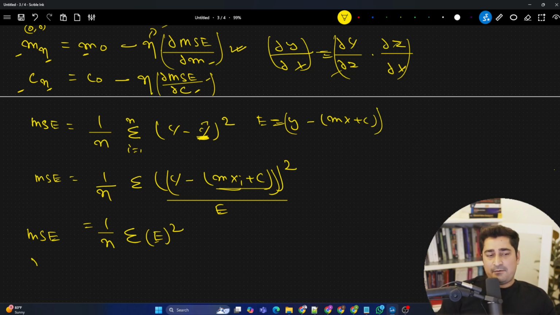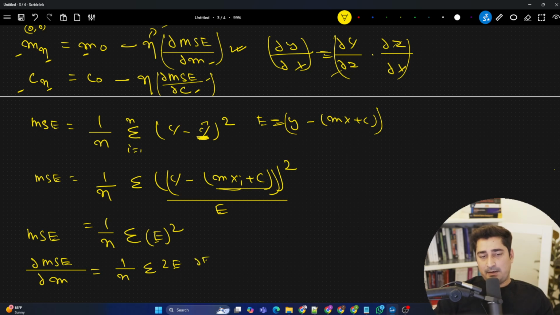Okay, so if I have to find out the partial derivative of mean squared error with respect to m, how can I write this equation? I can write it this way: 1 by n, summation of 2e, which is the derivative of e square, and then the derivative of e with respect to m. This is what I can write as the partial derivative of MSE. Simple math, guys. Simple math. No hypothetical things, right? So here dy by dx is basically d MSE by dm. Simple, right?